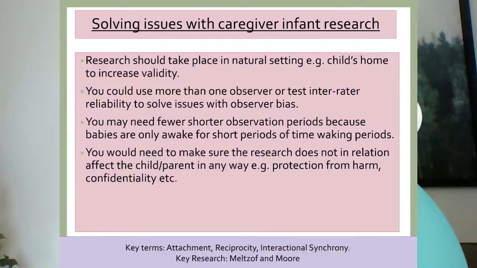So we need to make sure things are anonymous, because if you find that your baby is behaving in a different way to other babies, then that could make you worry, and that could make other people judge you as a parent. So it's really important that research abides by confidentiality and data protection, and also protection from harm, so making sure that the child doesn't become too distressed, and making sure that the caregiver is nearby if we're using someone different to make the gestures in the research.